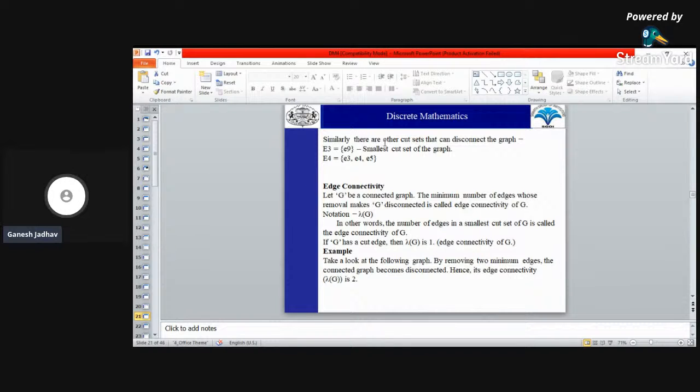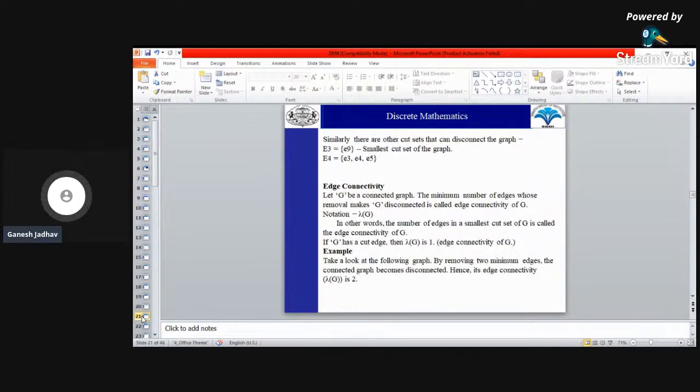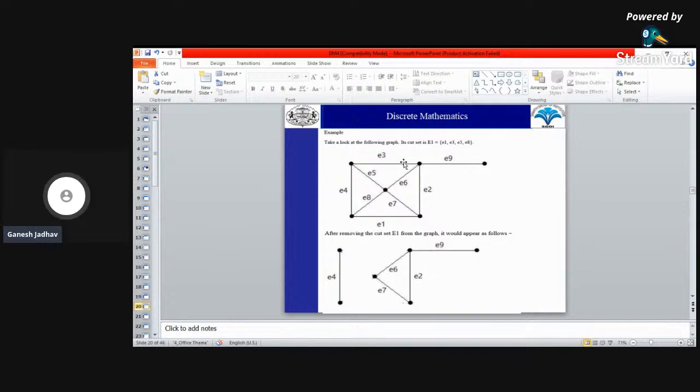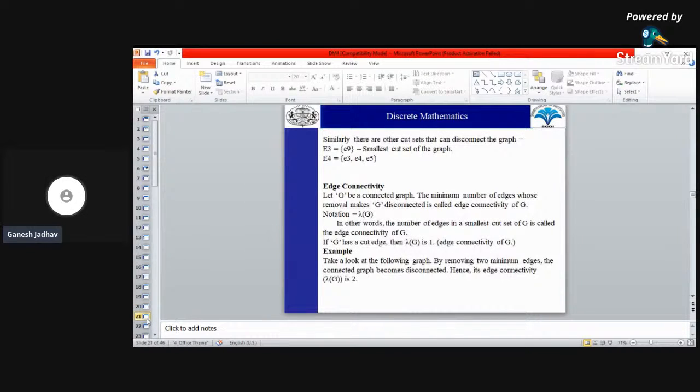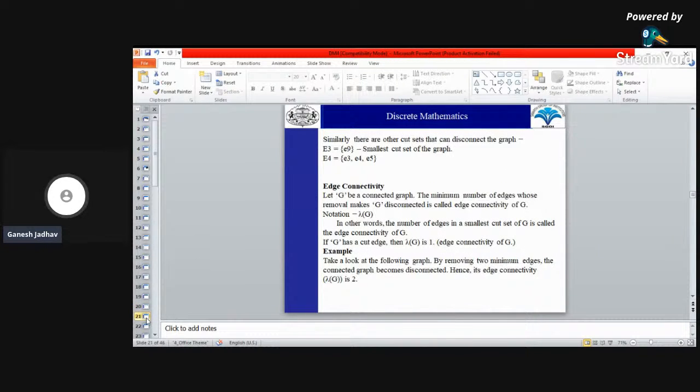Similarly, there is another cut set. So there are a number of cut sets also. If you cut E3, E6 and E2, then you can get another cut set also: E3, E6 and E4 and E9. So whenever you cut E9, you can get one simple short graph. So this is the smallest cut of the graph also.